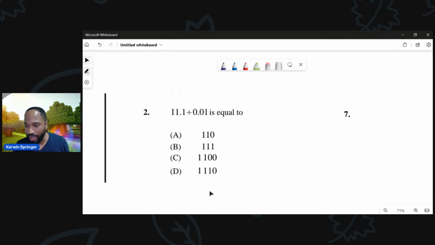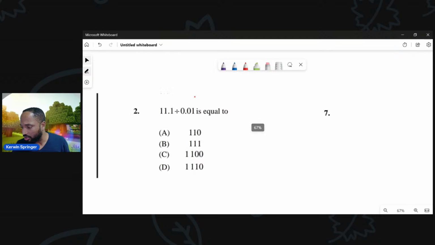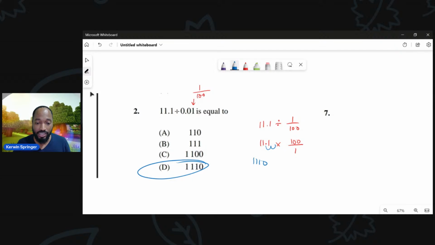11.1 divided by 0.01 is equal to, so there are a few things you could do. You could say this is 1 over 100. So this is 11.1 divided by 100. And when you divide a number, you flip it. Some of you are probably thinking the wrong answer for this. The flip turns it into multiplication, so you end up multiplying by 100. So what do you think will happen? You end up with 1110. D is the answer for that.